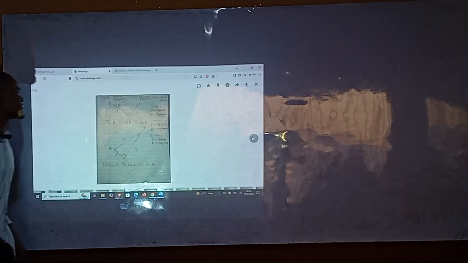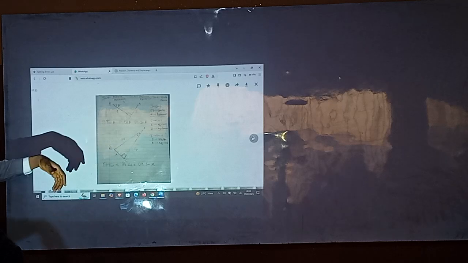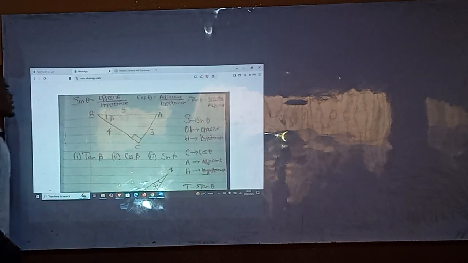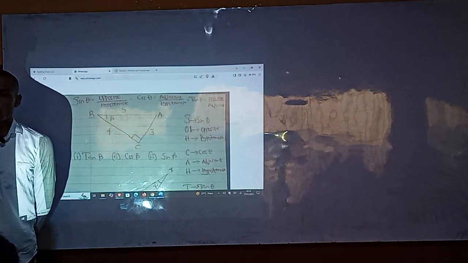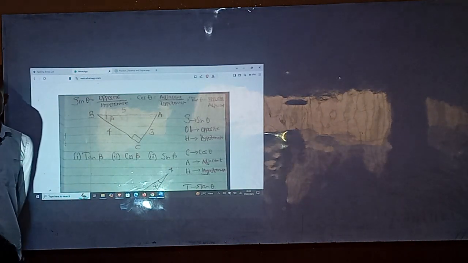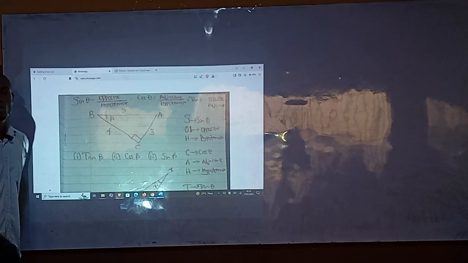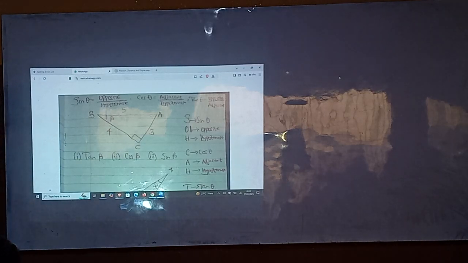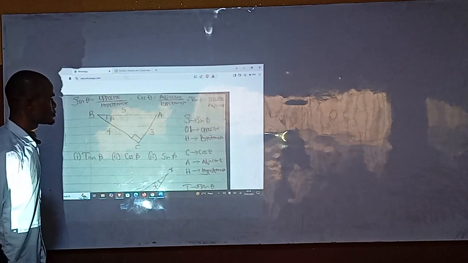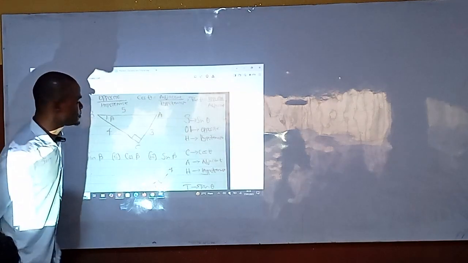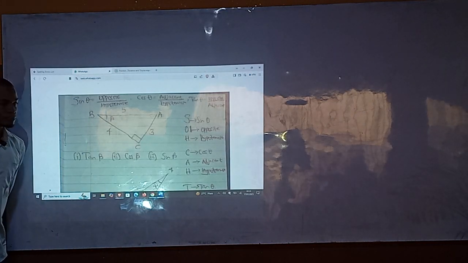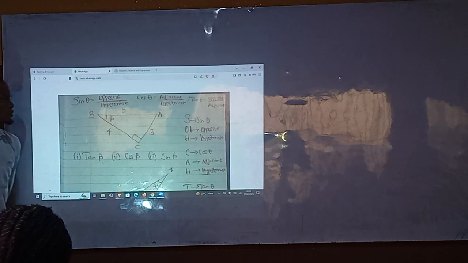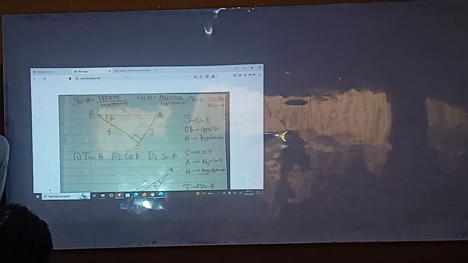Now, look at it. Sine, can you see this? What is sine theta? Sine theta is opposite over hypotenuse. What is cos theta? Cos theta is adjacent over hypotenuse. What is tan theta? Tan theta is opposite over adjacent. Class, repeat it. Sine theta is what? Cos theta is what? Tan theta is what? Let's repeat. Sine theta is what? Opposite over hypotenuse.